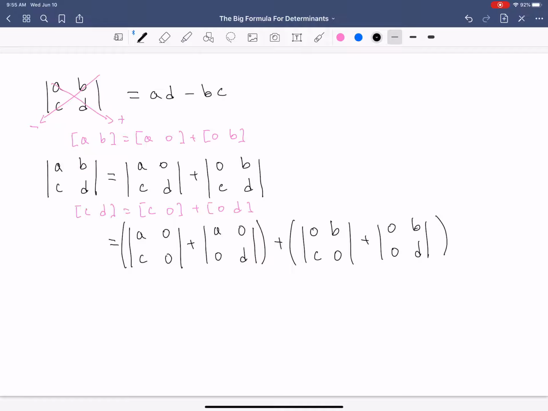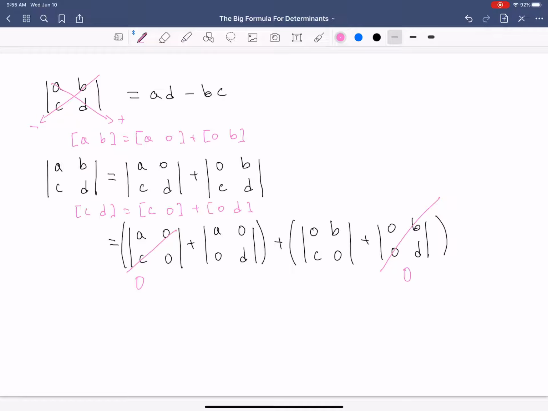Now, you have a column of zeros in the first determinant. That tells you that the determinant is 0. Also, the column of zeros says that the second row is a multiple of the first, which again tells you that the determinant is 0. And the last matrix also has a determinant equal to 0.